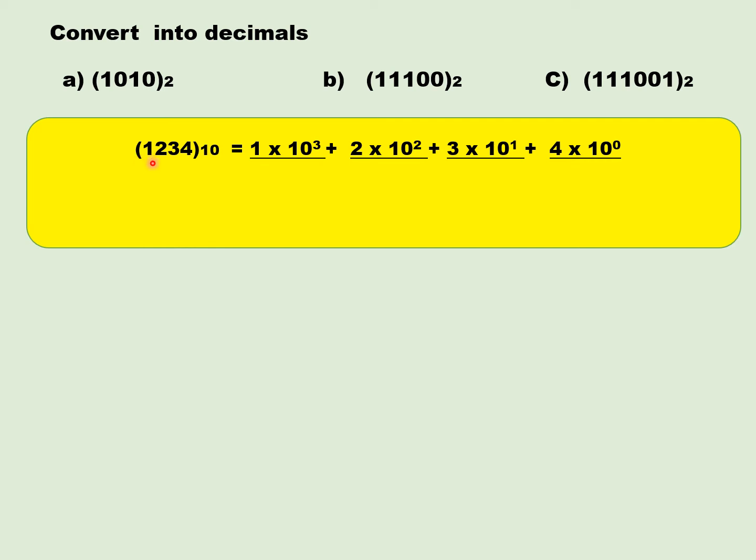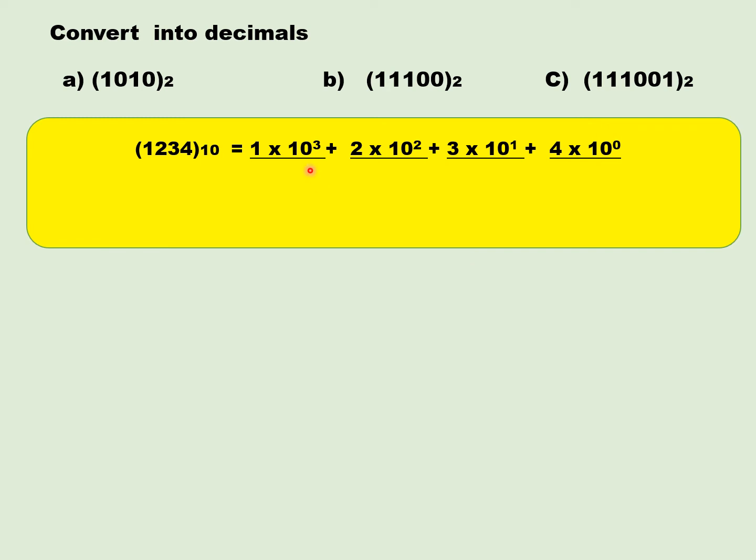This will become 1000, right? Then 2, you can write 2 into 10 raised to 2. See, this was 10 raised to 3, this is 10 raised to 2. Then here it will be 10 raised to 1 and this will be 10 raised to 0. I repeat, this is in the thousands position, that's why we have written 10 raised to 3. This is in the hundreds position, that's why we have written 10 raised to 2. And this is in tens position, that's why we have written 10 raised to 1. And 4 is in ones position, so we have written 10 raised to 0.